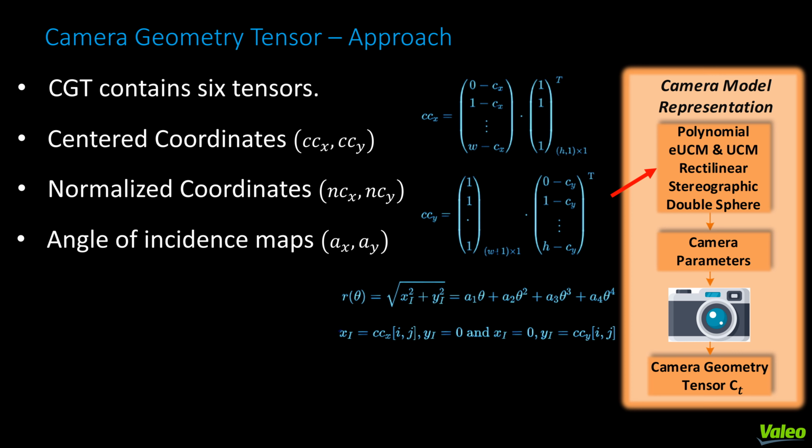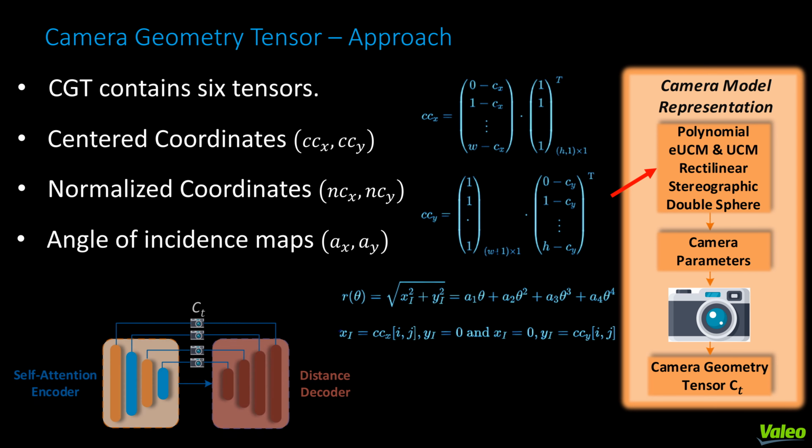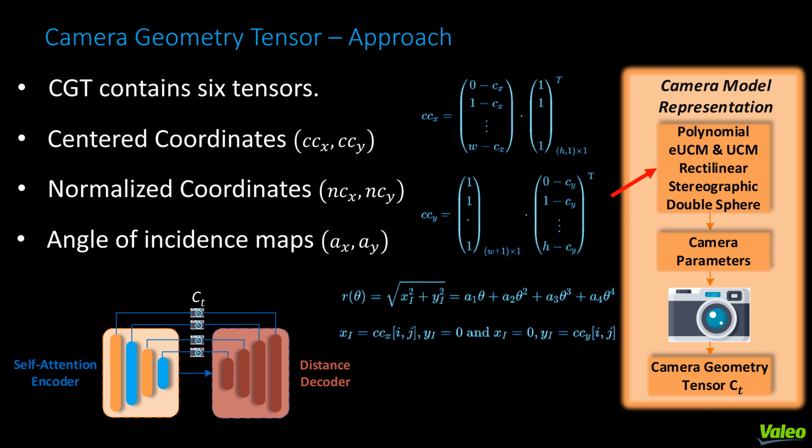We create Ax by setting xi to cx of i, j and yi to 0. And similarly for Ay, we set yi to cy of i, j and xi to 0. Finally, we add two planes for the normalized coordinates as used in CamConv. The camera geometry tensor is added at each level of the encoder-decoder structure, which can be seen in the figure below.